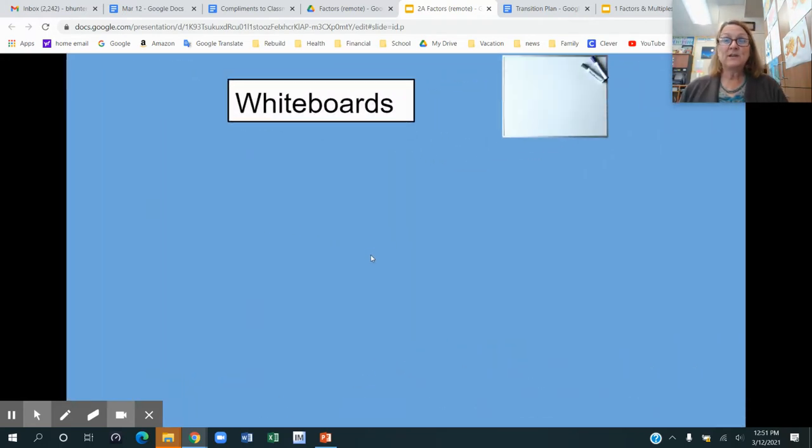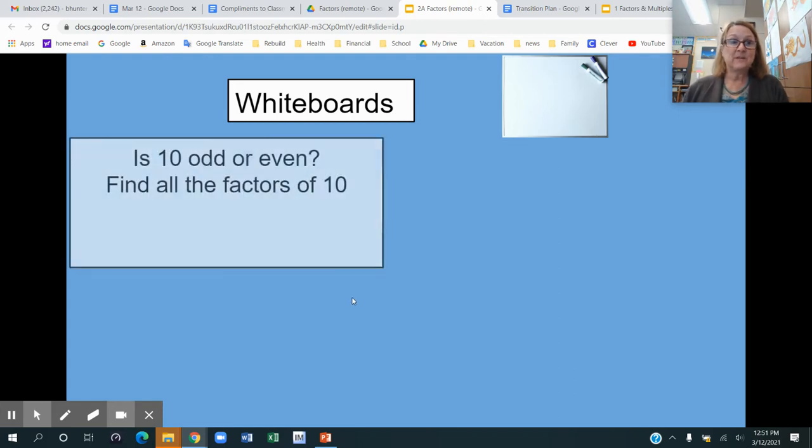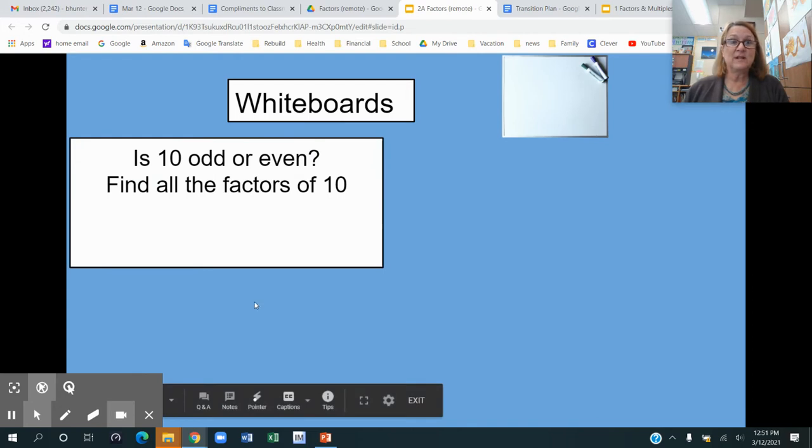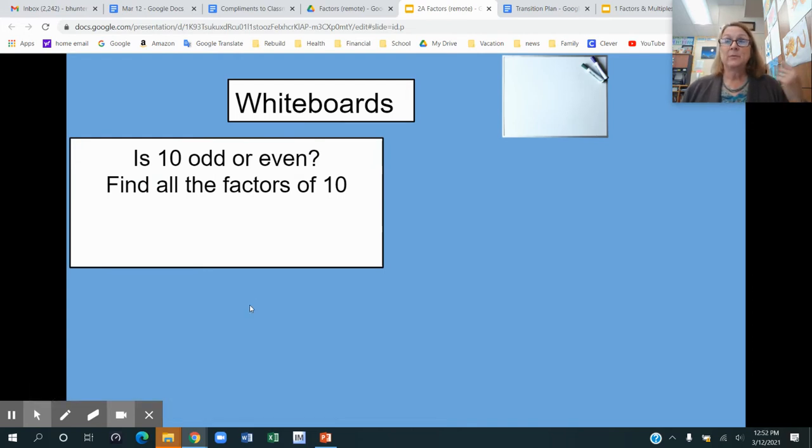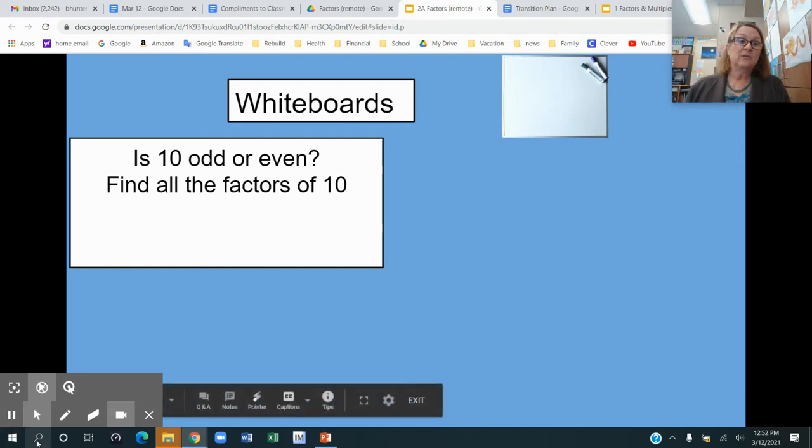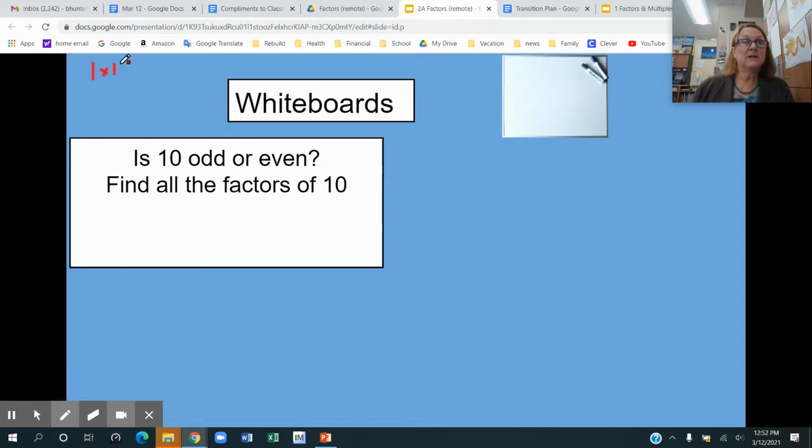Starting on your whiteboard, and you're going to write these answers, these factors, into the Edpuzzle. You're going to see if you can get these right. So here is the first question. Now, remember, yesterday we learned what factors were, and they're the numbers you multiply in order to get another number. So when I'm looking for the factors of 10, I think, okay, I've got 1 times 10, right? And 2 times 5.